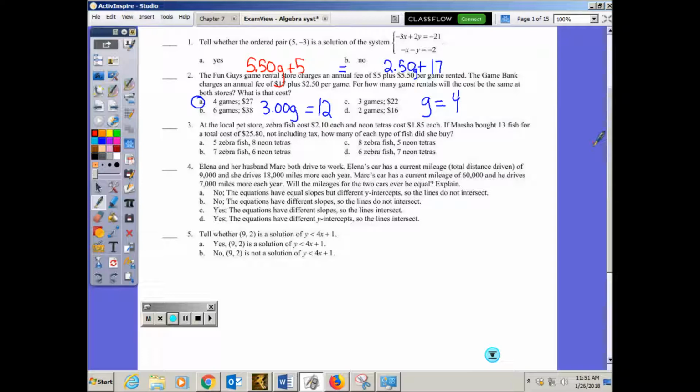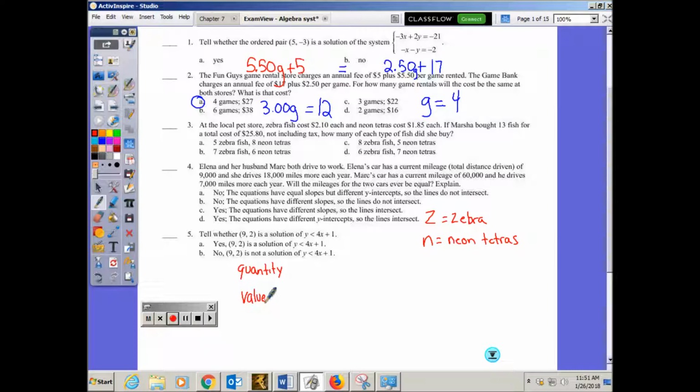Okay? So I'm going to use Z for zebrafish, and I'm going to use N for neon tetras. When we talked about these in class, I said sometimes, especially when there's money, one of these equations is going to be a quantity equation, like number of something, and one's going to be a value. Value is money.